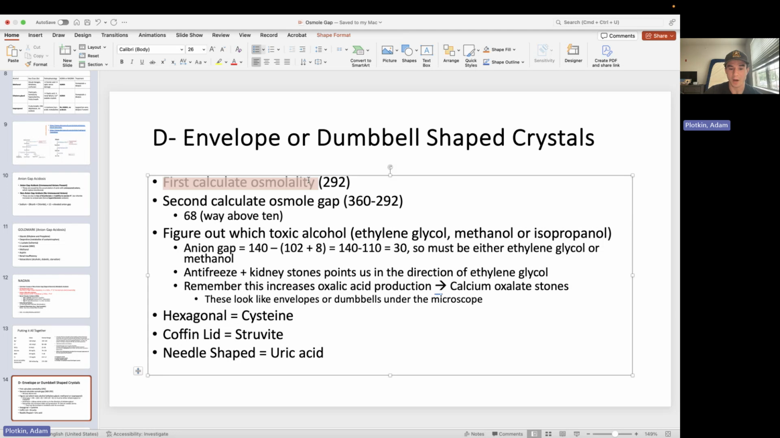So first things first, we calculate the osmolality. In this case, it's 292. We calculate the osmole gap. I gave you the measured osmolality, so we do 360 minus 292. That's 68, way above 10. So we're good to go.